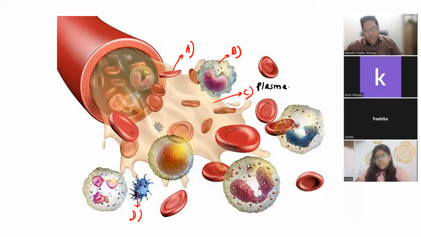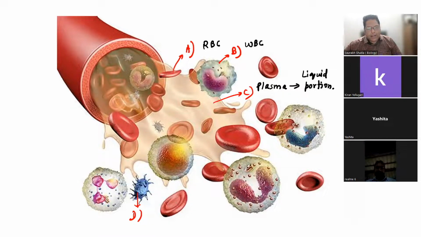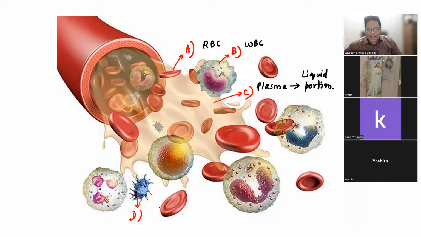Very good. And Yashita, what is plasma, child? It is a fluid-like substance which contains some nutrients. Okay, so plasma is the liquid portion of the blood. Yes, liquid portion, sir. So C is the plasma. What will be the answer for A and B? A is red blood cells. Excellent. B, white blood cells. Correct answer: RBC, WBC, plasma, and then D. What will be the answer for D? Some microbes, maybe? No, beta. D is the platelet.